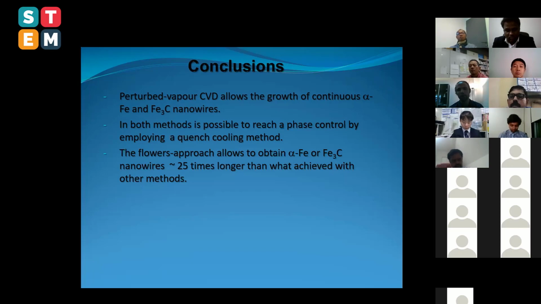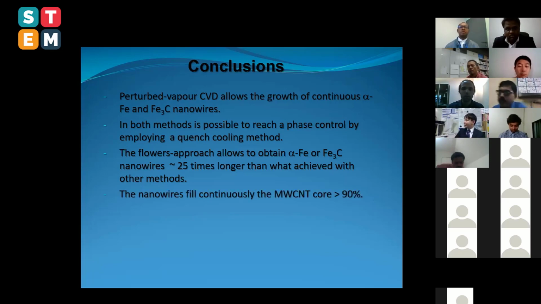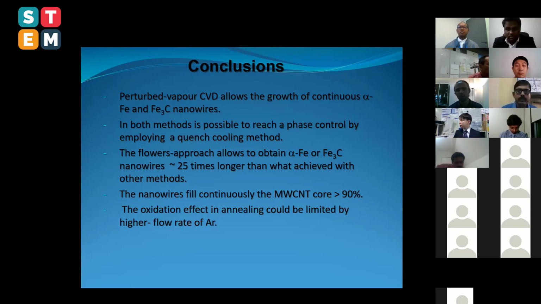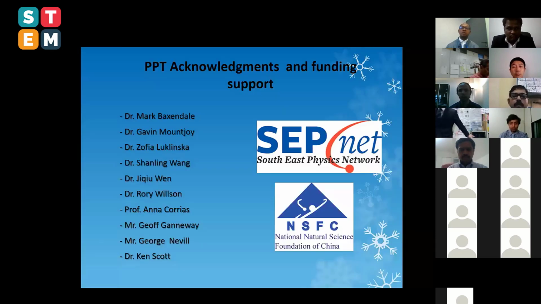What we are thinking is to now investigate the magnetotransport properties of these individual nanotubes, and to see whether there are interactions between the magnetic moments at the interface between the graphitic layers and the actual nanowire. The continuity of the nanowire is the most important feature of this method. We also believe that the oxidation effect observed in the flower-like structure can be controlled if, instead of argon, we use argon-nitrogen. So we use a reducing environment, and we control the flow rate of the argon flow, then the oxidation effect can be minimized. And here are the acknowledgments of my talk and the funding, and thank you for the attention.